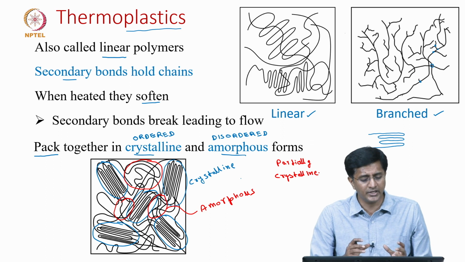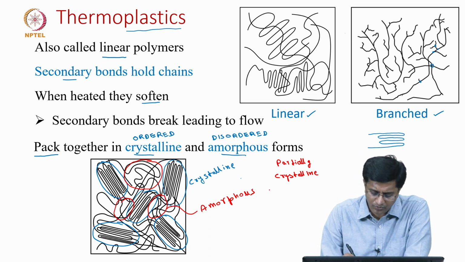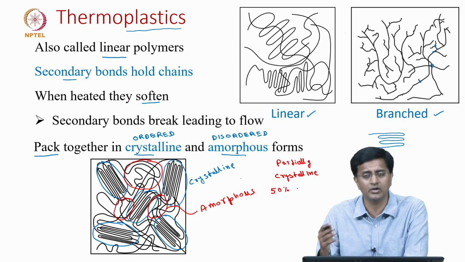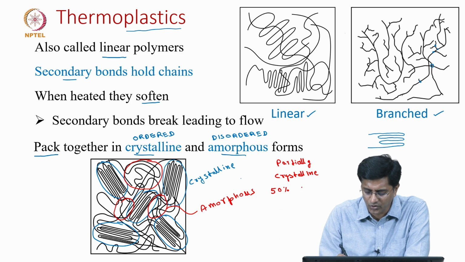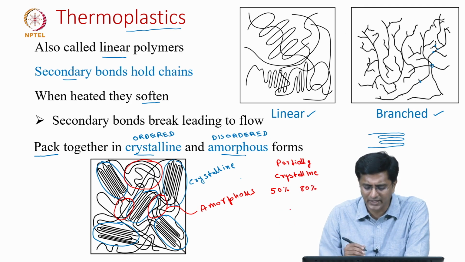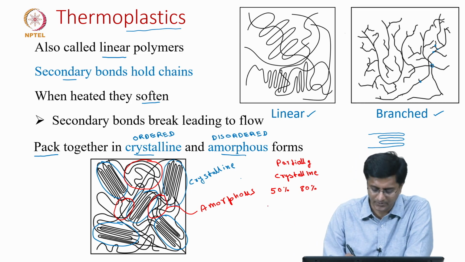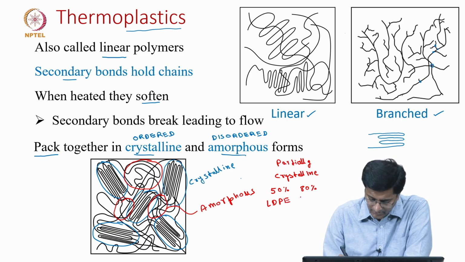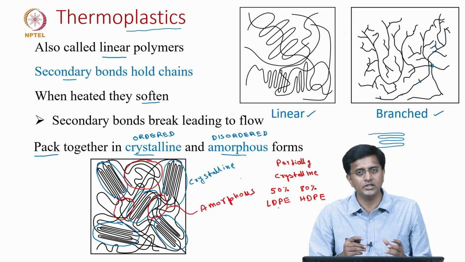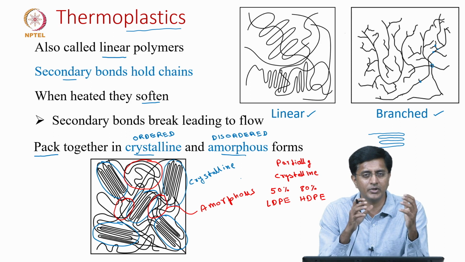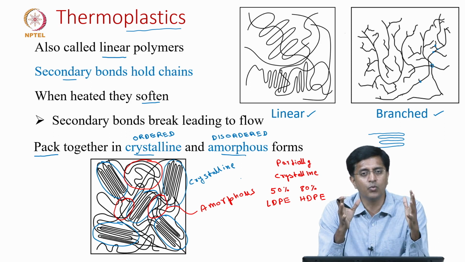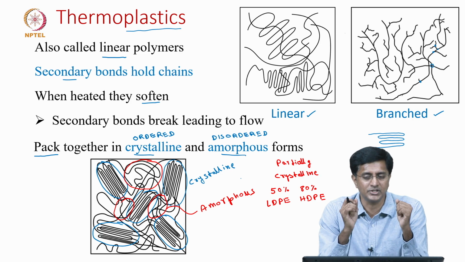And this ratio of crystallinity is very small, usually in the order of 25% or 50%, or even, at most, in very extreme cases, close to 80%. A classic example of showing this crystallinity is polyethylene again. There is low density polyethylene and high density polyethylene. Low density means that there is less crystallinity.